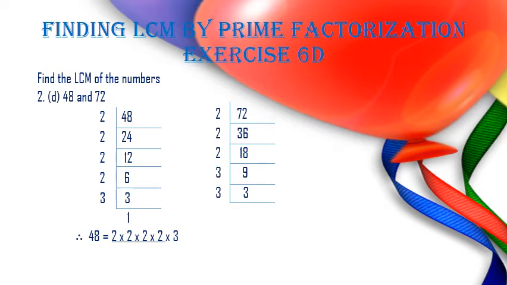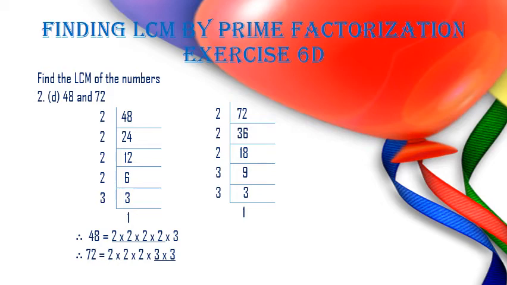So now children, what are the prime factors of 72? They are 2 multiplied by 2 multiplied by 2 multiplied by 3 multiplied by 3. Now children, we can see that 2 occurs 4 times in 48 and 3 occurs 1 time in 48, while in 72, 2 occurs 3 times and 3 occurs 2 times.